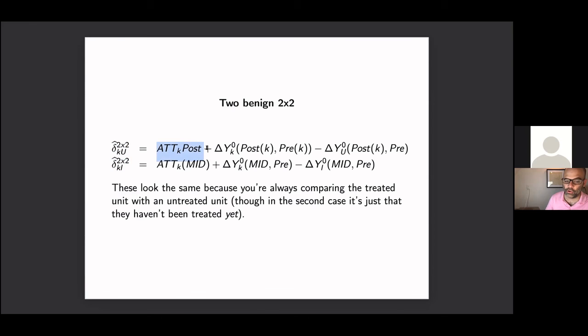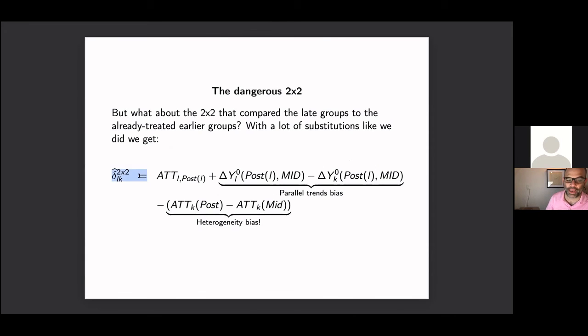So KU has a causal parameter and a parallel trends assumption. KL has a causal parameter and a parallel trends assumption. And then LK has a causal parameter, a parallel trends assumption, and this third thing. And this is what I want to emphasize here.